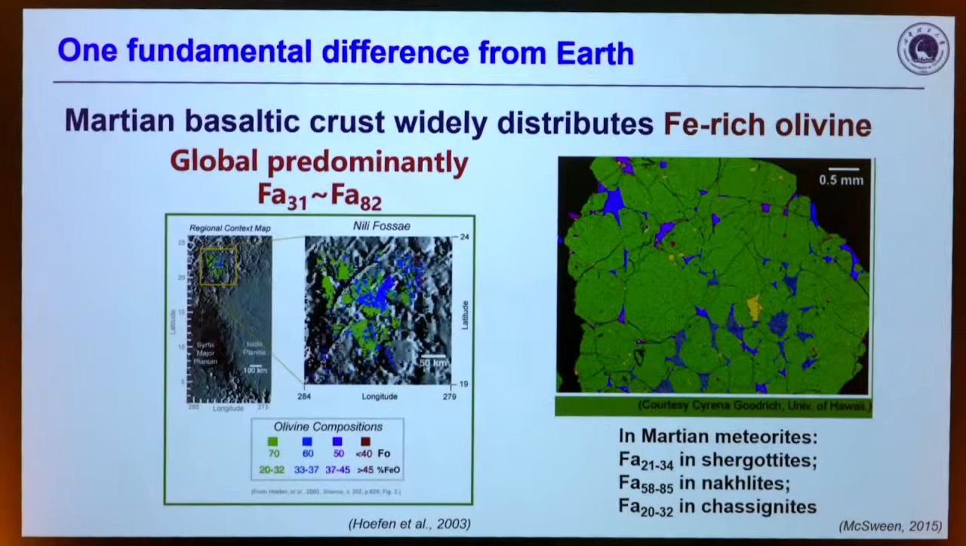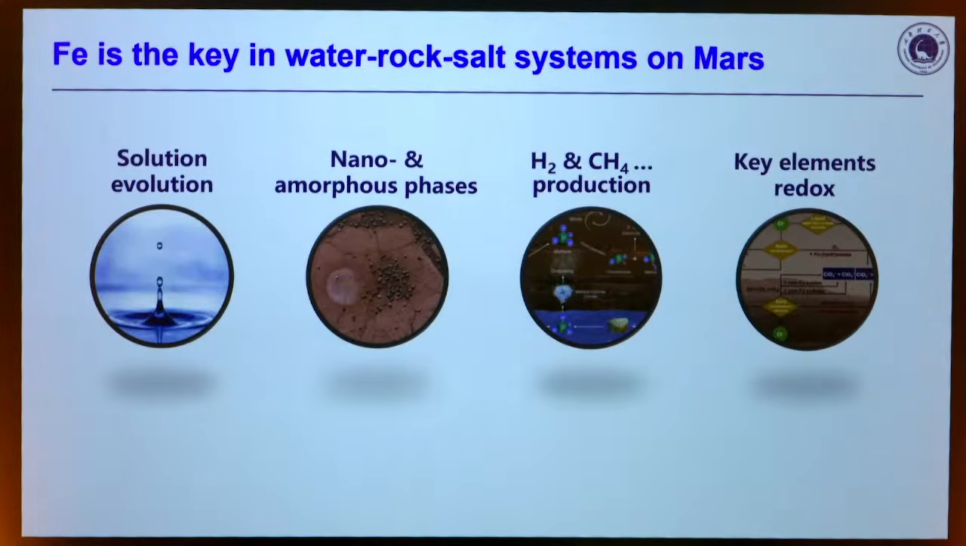One of the fundamental differences between Earth and Mars is that the Martian crust is really iron-rich. We have identified a lot of iron-rich olivine on the Martian surface. Compared to that, the olivine we are familiar with on Earth is mostly forsterite or San Carlos olivine. Because Mars is very iron-rich, iron is the key to controlling the water, rock, and salt system on the Martian surface. So the behavior of iron is very important for understanding the evolution of the Martian surface.